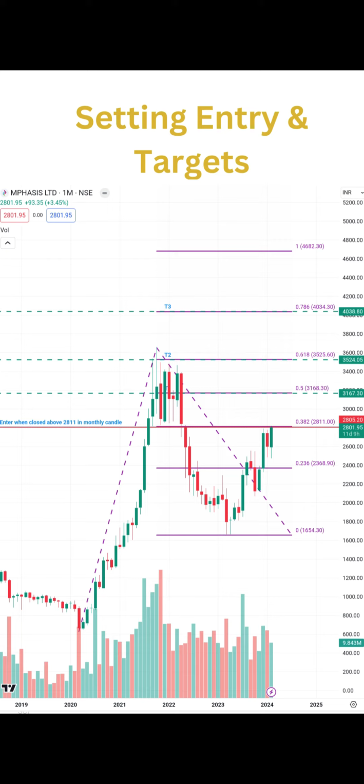This is an example for how to read a chart and how to give a Fibonacci extension and how to set the targets. This is an educational video.